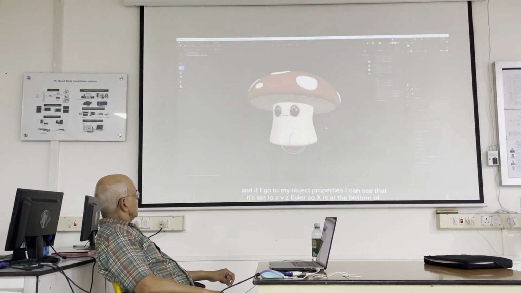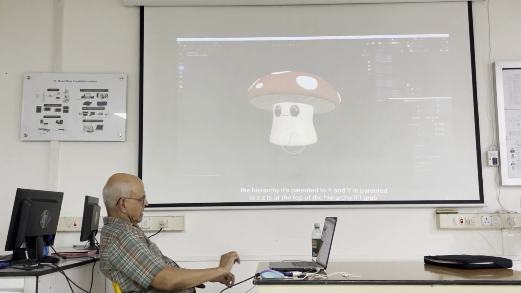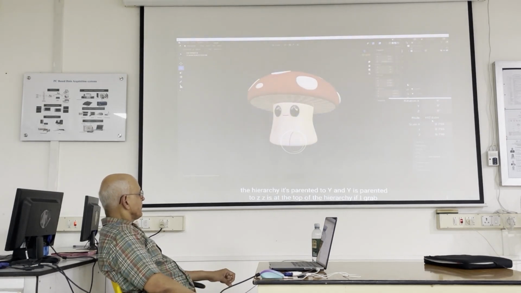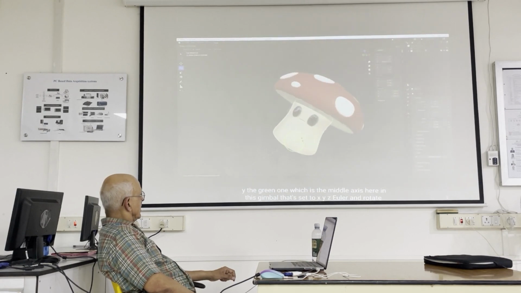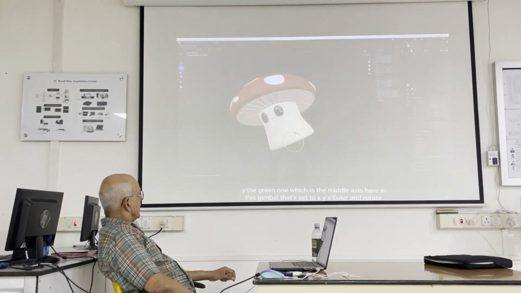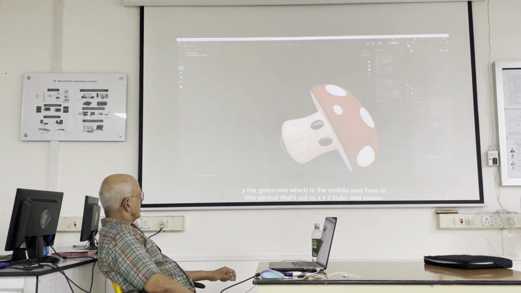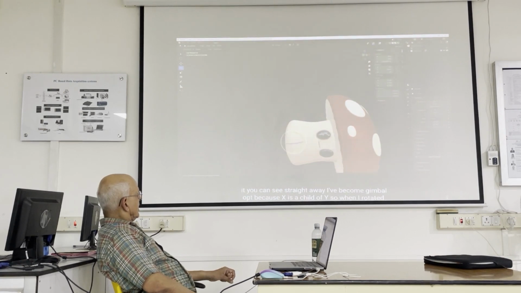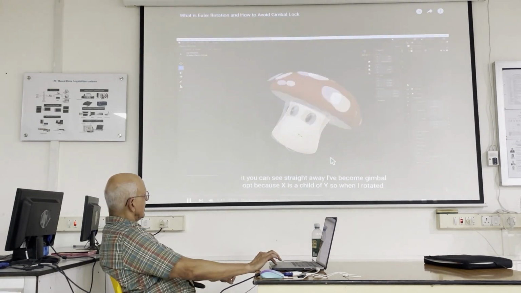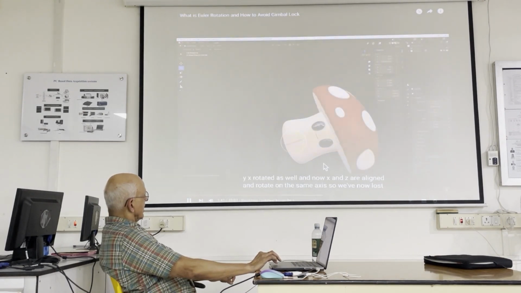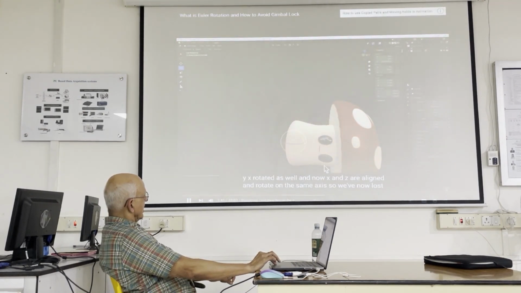And if I go to my object properties, I can see that it's set to X, Y, Z Euler. So X is at the bottom of the hierarchy, it's parented to Y, and Y is parented to Z. Z is at the top of the hierarchy. If I grab Y, the green one, which is the middle axis here in this gimbal that's set to X, Y, Z Euler, and rotate it, you can see straight away I've become gimbal locked because X is a child of Y. So when I rotated Y, X rotated as well. And now X and Z are aligned and rotated.